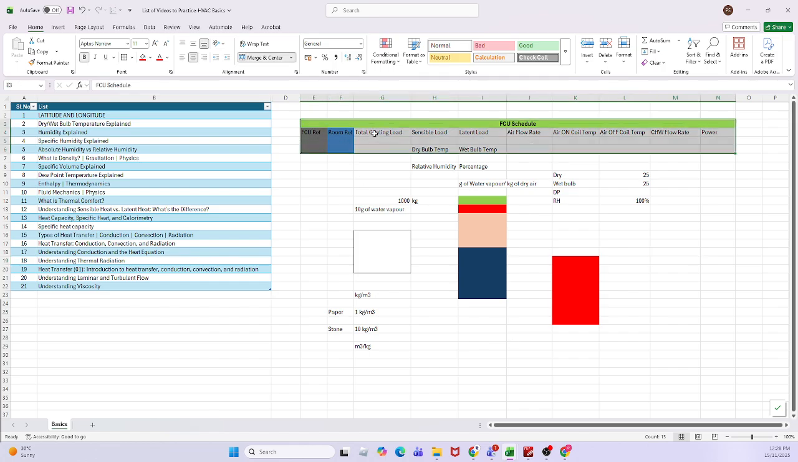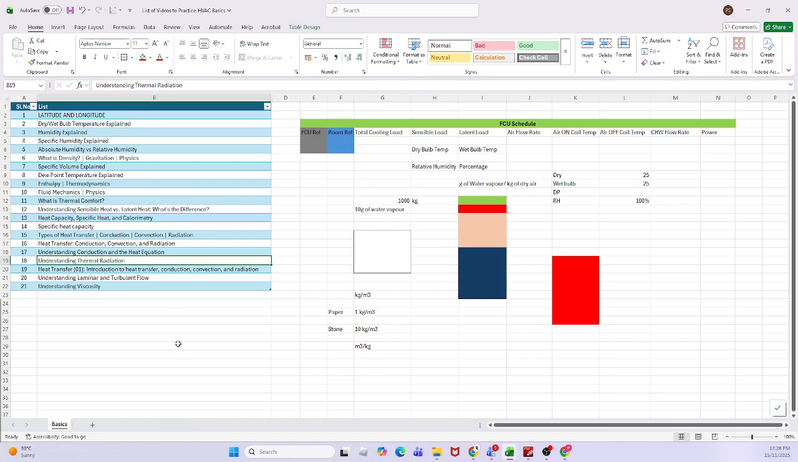It is not just using a half-made thermal load calculation, entering values and getting the cooling load, without knowing what the cooling load, sensible load, and latent load are. It's not like that. We also study basic fluid mechanics. Then you will also understand thermal radiation, convection, and the heat equation.